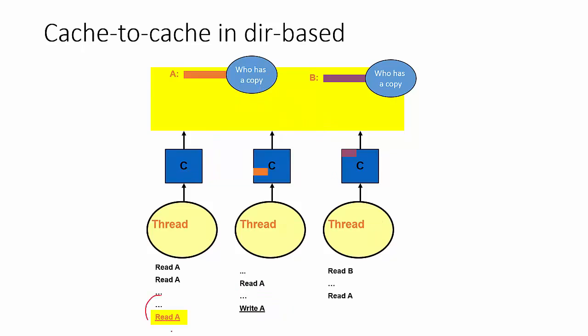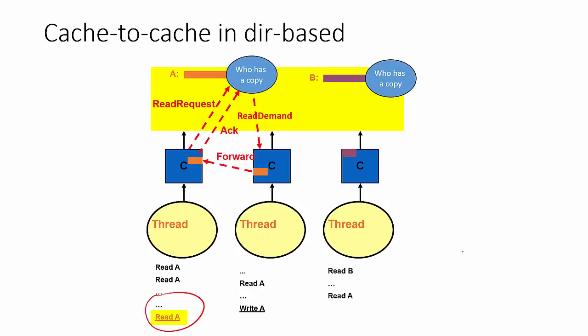And then the cache-to-cache transfer works in a similar way. You have to ask the directory because you don't know who's got it, and the directory will forward the request to the cache that has it, who will then forward the data, and then it will send the acknowledgement back to the directory, who knows that this is finished now.